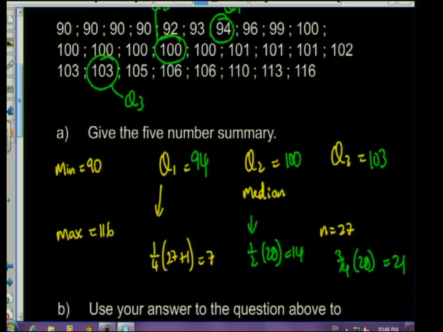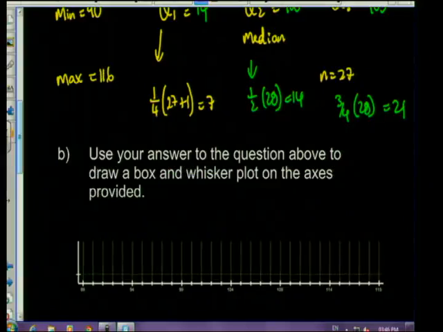Finding the 5-number summary shouldn't be difficult. Sometimes you would do it from a table of data. Sometimes it's not sorted, so always remember, you must sort it first. Sometimes it could be from a stem and leaf, but the nice thing about a stem and leaf is it's already sorted for you, and then you just count along the way. The next question says, use your answer to the question above to draw a box and whisker plot.